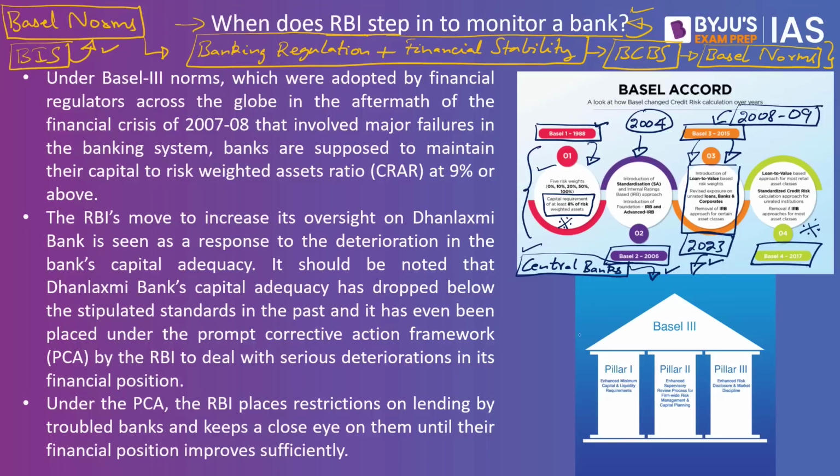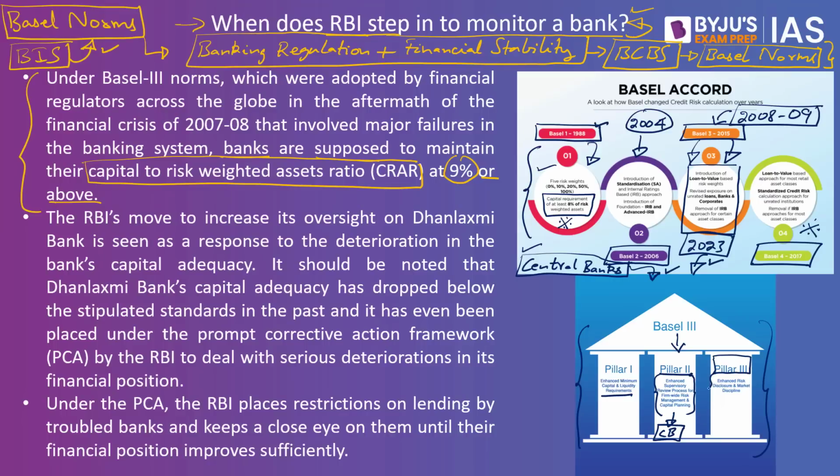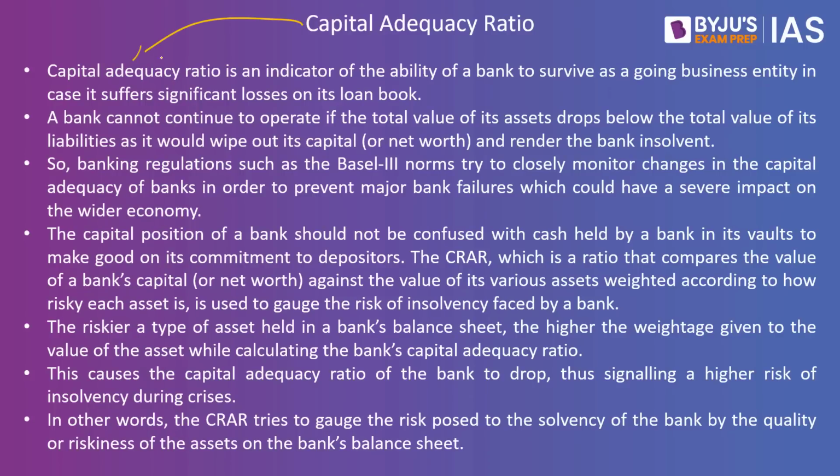Under Basel III norms, three key pillars have been identified, which includes enhanced minimum capital and liquidity requirements, as a result of which banks are supposed to maintain their capital to risk weighted assets ratio or CRAR at 9% or above. Then pillar 2 of Basel III norms provides for enhanced supervisory and review process, which gives more powers to the central bank, and pillar 3 allows the central banks to enforce enhanced risk disclosure and market discipline on the banks.